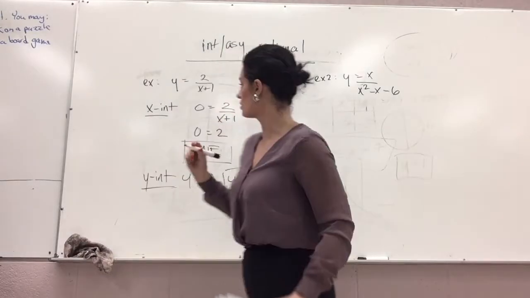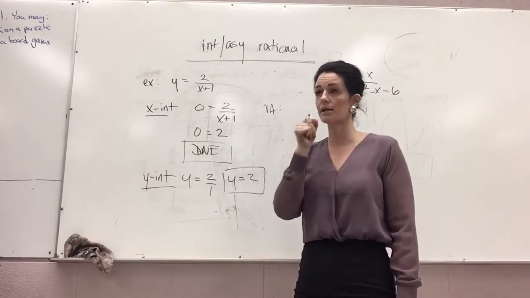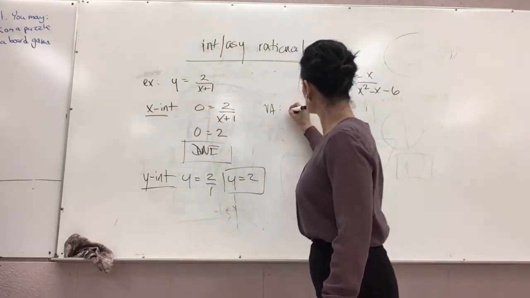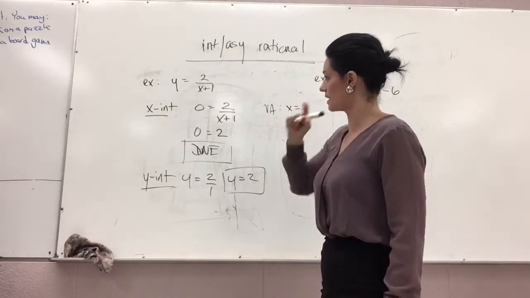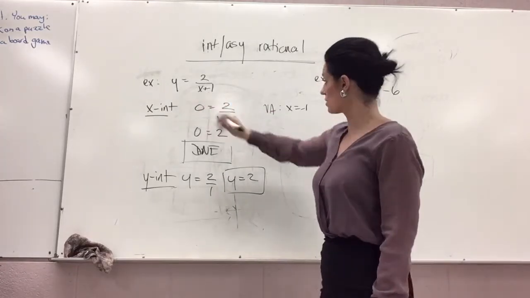Okay, asymptotes. So my vertical asymptote is very simply what is going to make my denominator 0. So x equals -1 is going to make my denominator 0. If your denominator is not already factored, maybe it's a good idea to just factor it quickly.